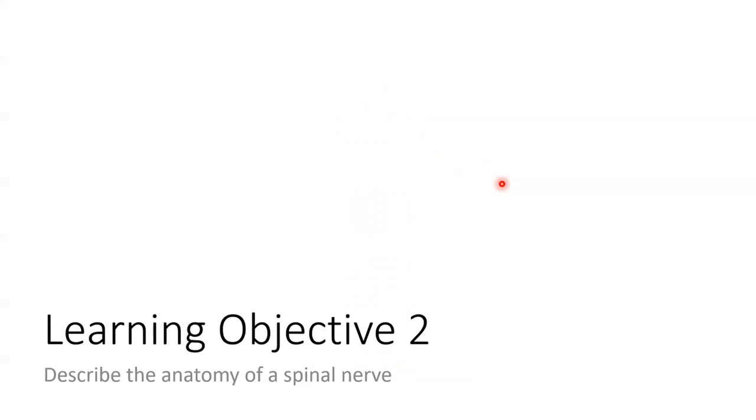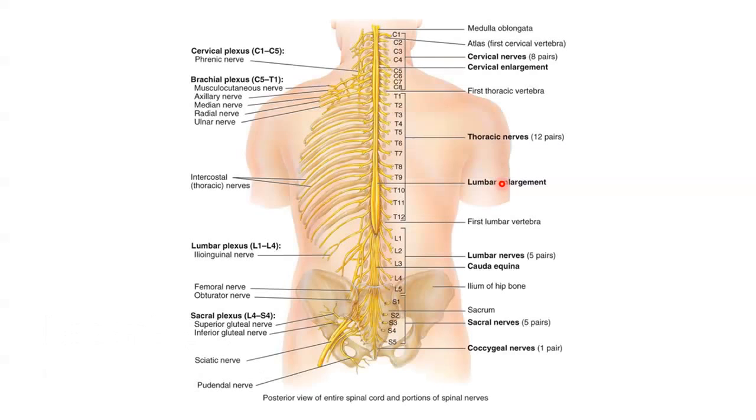So next we'll move on to a spinal nerve, and learning objective number 2 is to describe the anatomy of a spinal nerve. So spinal nerves are just the nerves that enter or exit the spinal cord. Spinal nerves connect sensory receptors to the central nervous system and the central nervous system to the effectors. We have 31 pairs of spinal nerves, and they're pairs because they exit the spinal cord on both the left and the right, so one going in each direction.